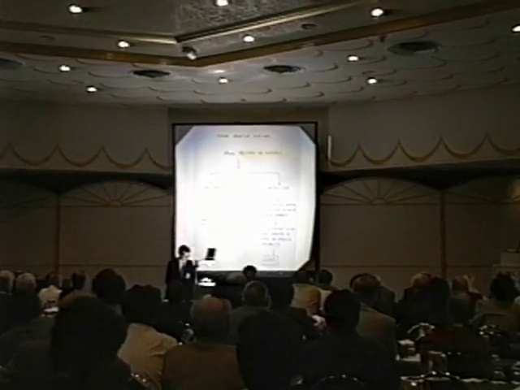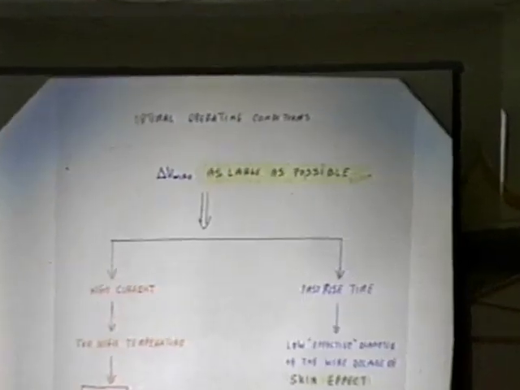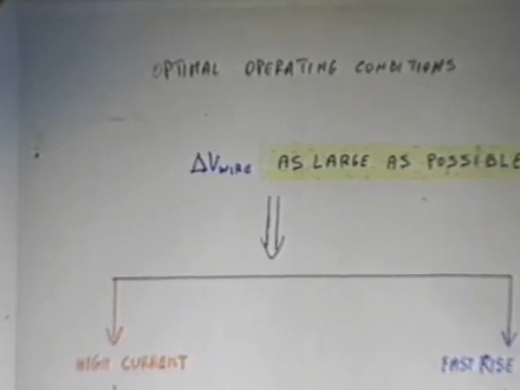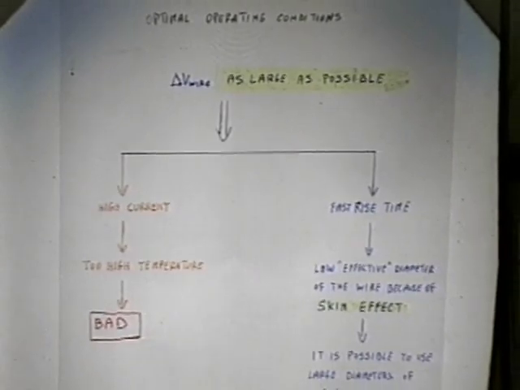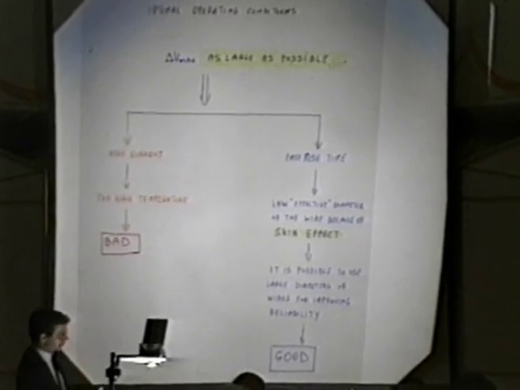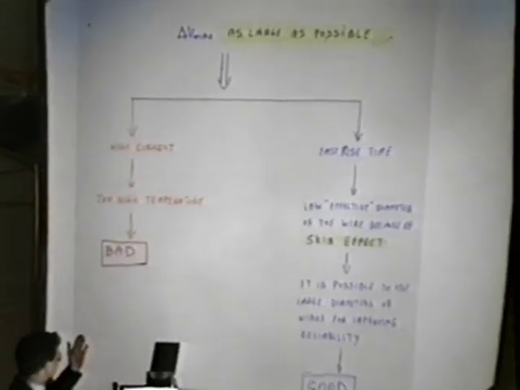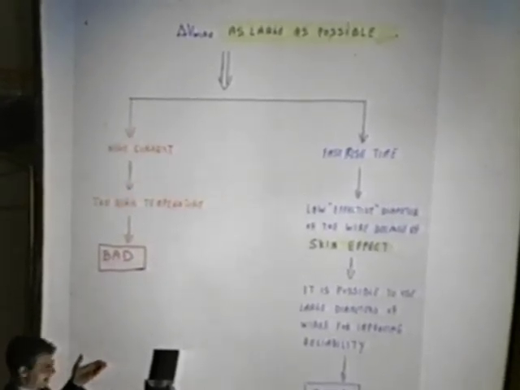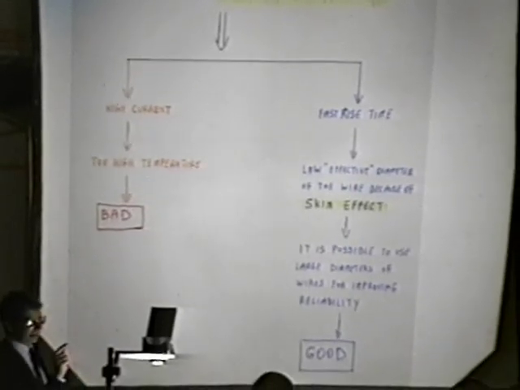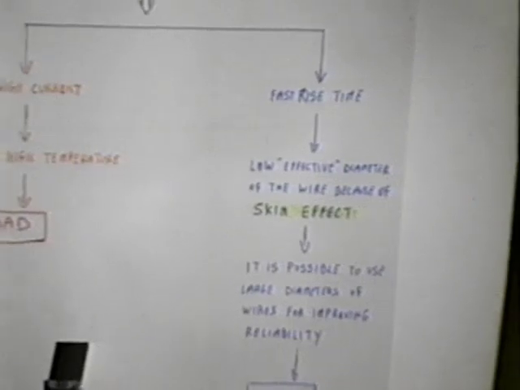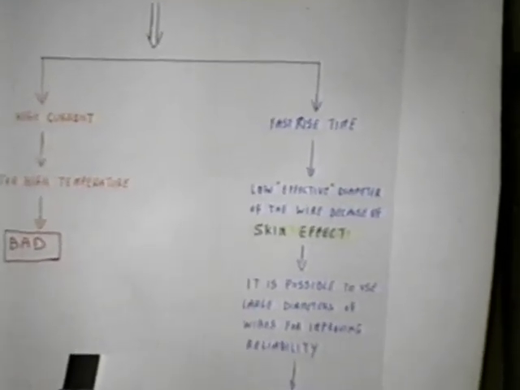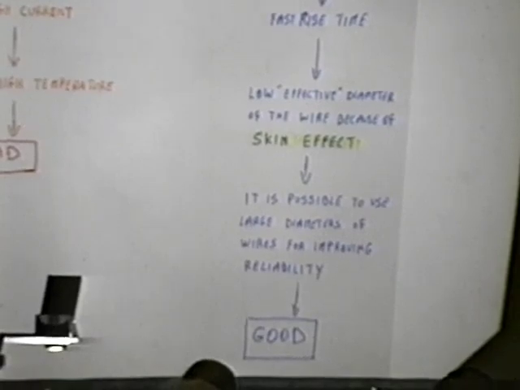A simple way to operate is this one. The delta voltage has to be as large as possible, which means high current, but not too high a temperature or a combination of the deuterium and surface, so not a low vapor. We can use another approach. Large voltage means a fast rise time can be used. So the effective diameter of the wire is smaller due to skin effect. So we can use a large geometry for the wire for mechanical problems and thin from the point of view of the voltage drop.